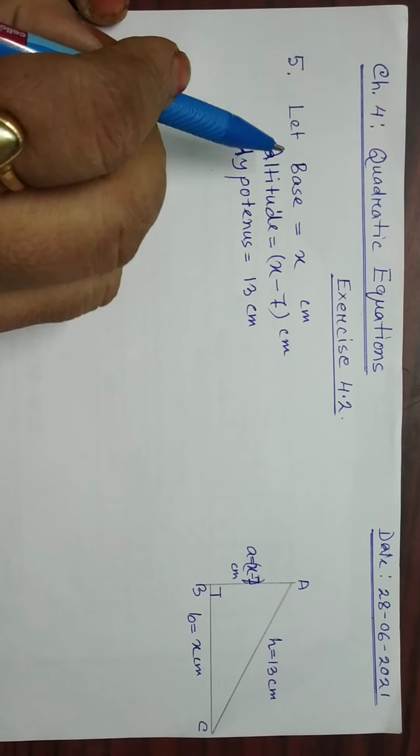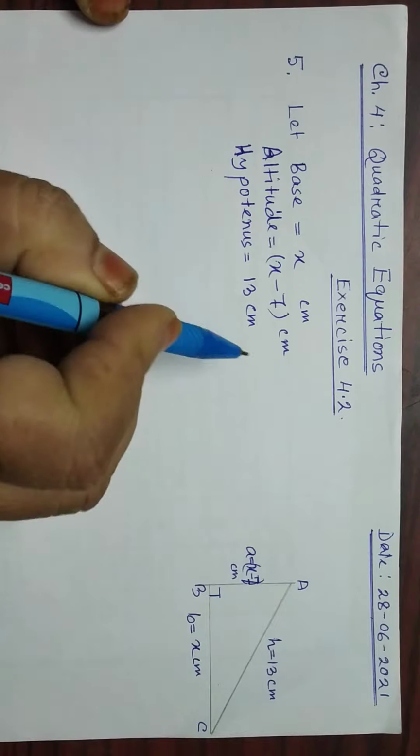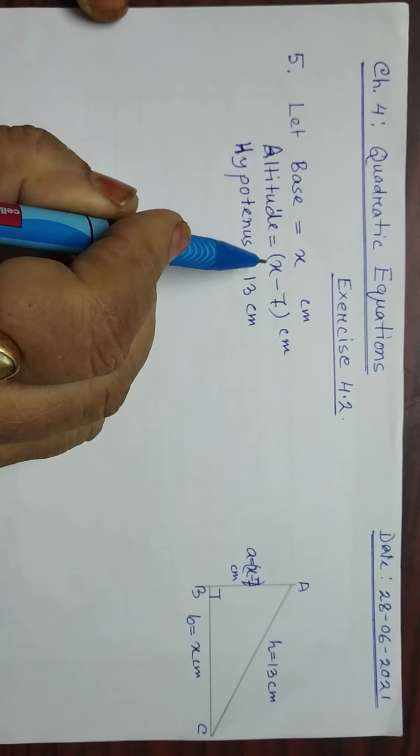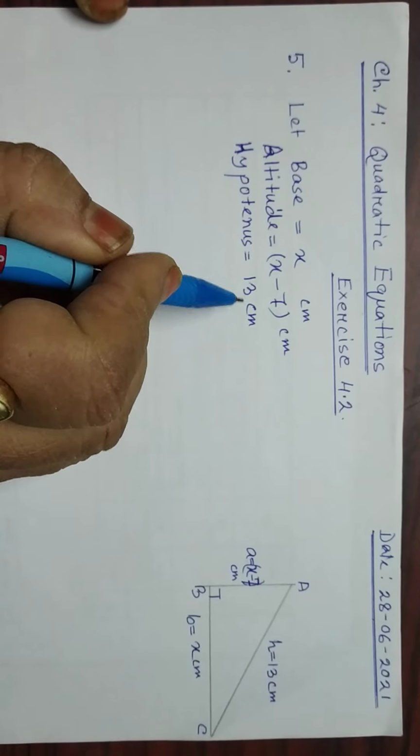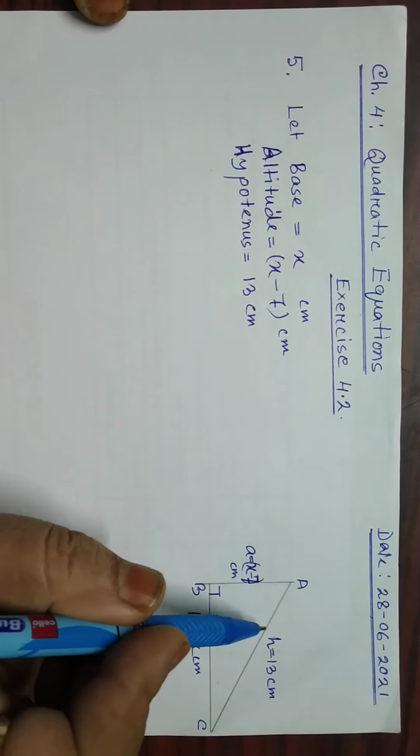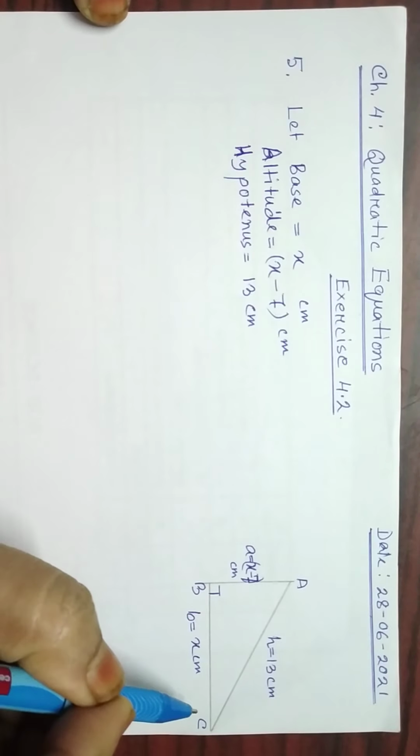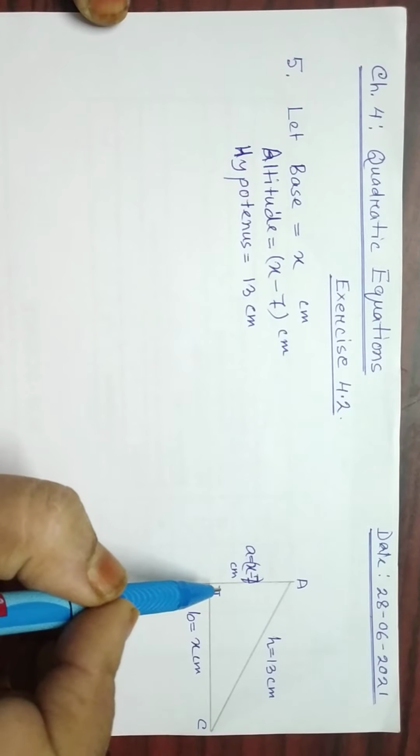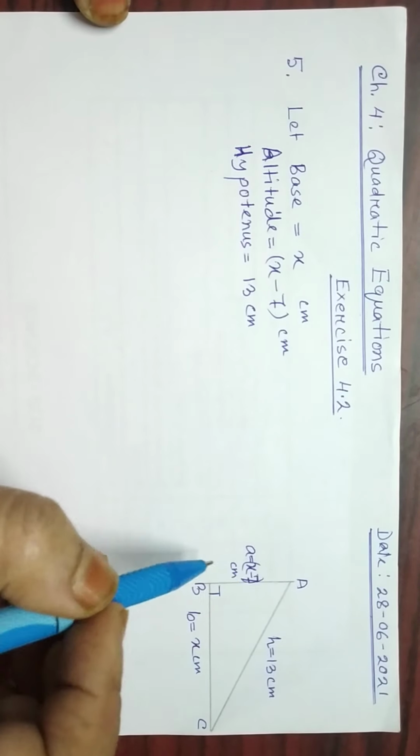Now let the base be x cm. Then the altitude is 7 cm less, so the altitude will be x minus 7. And the hypotenuse is given as how much? 13 cm. Because it is a right triangle, the side opposite the right angle is known as the hypotenuse. And if we take this one as the base, then this one will be the altitude. This one is x cm, therefore this one is x minus 7 cm.